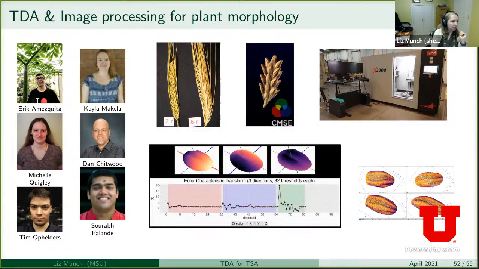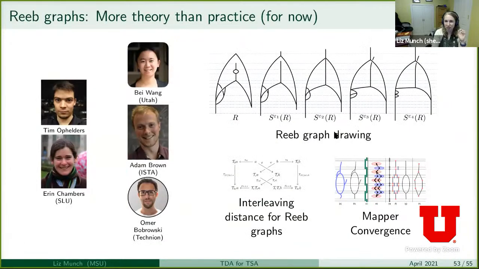So let's see. The other fun things that I do relate to graphical signatures and the very theory side of things, of how do you represent data. You can construct Reeb graphs, which you may or may not have talked about in your class. In any case, you get some sort of graphical representation of your data.